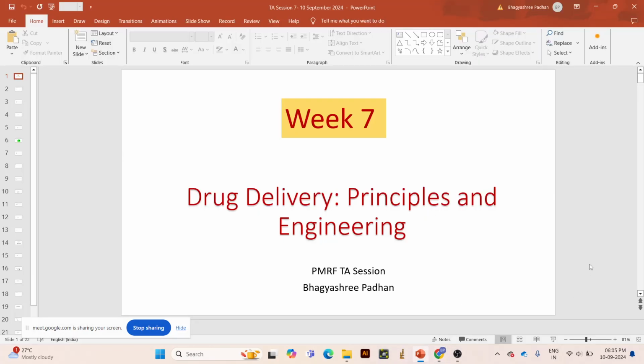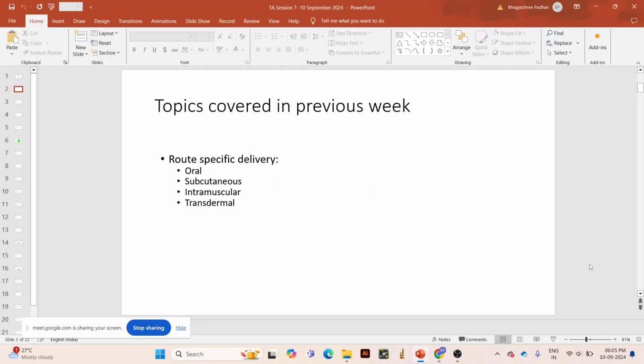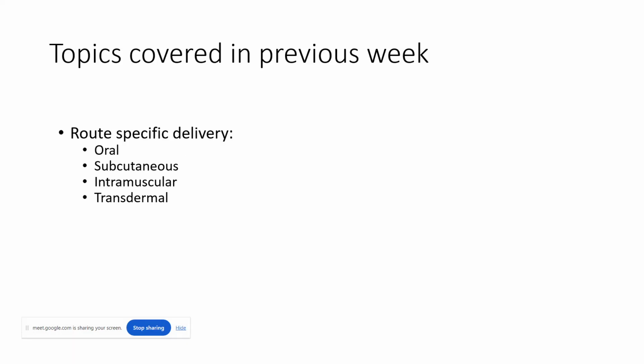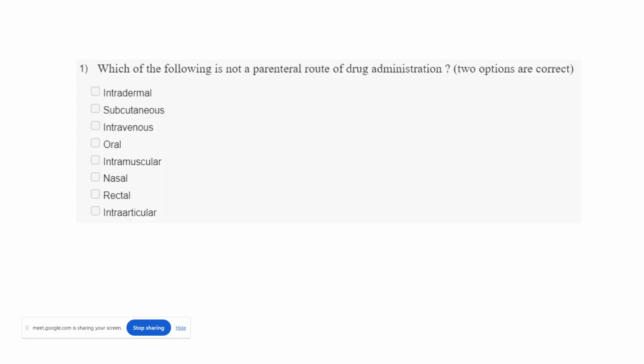Okay, so we'll start with the session. In the last week, the different routes of delivery were covered: oral, subcutaneous, intramuscular, transdermal, and their advantages and disadvantages. All of those things were discussed, and this assignment will also cover these topics.